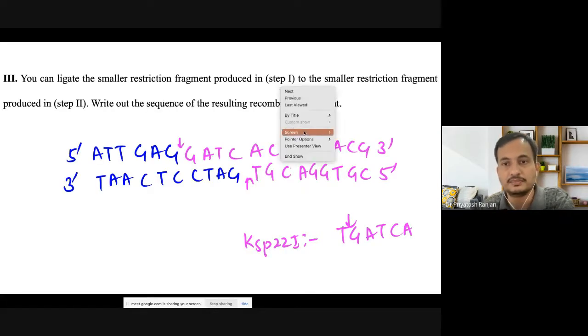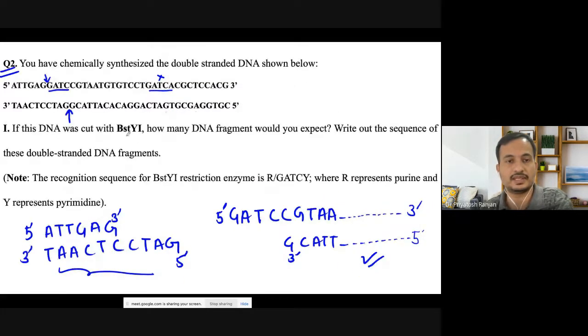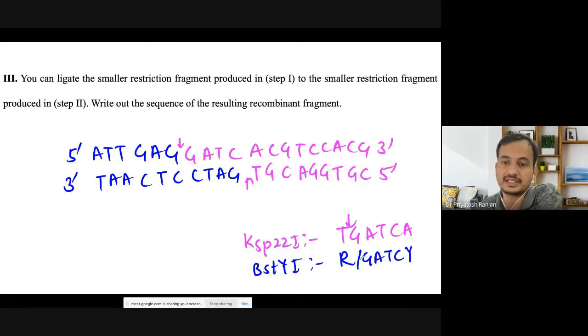How about BSTY1? Let me change the color again. If you look at the recognition sequence, it recognizes RGATCY. So it recognizes a sequence where R could be any purine, Y any pyrimidine, and it cuts after the R. Let me search for the GATC, and then we can look for the purine and pyrimidine. ATTGAG, where is GATC? I can find it here. R is G, yes, a purine. How about the pyrimidine at the end? C? No, it's again a purine.